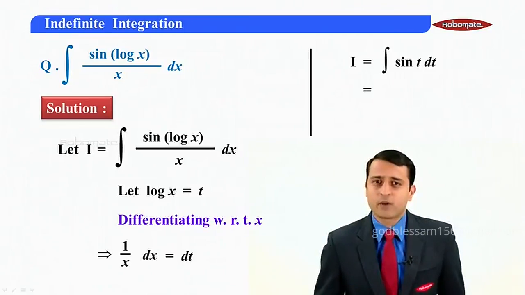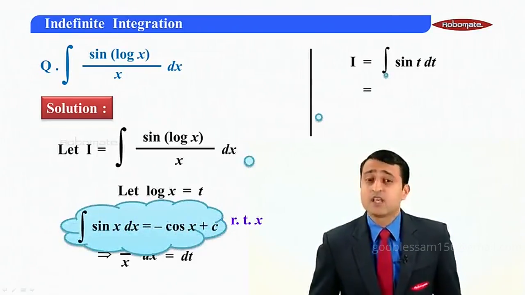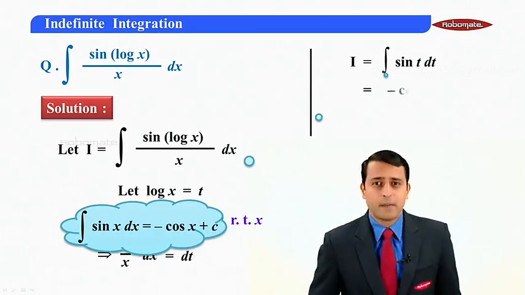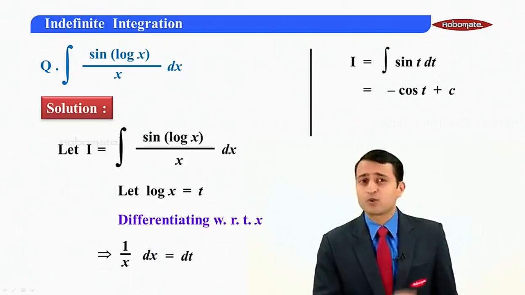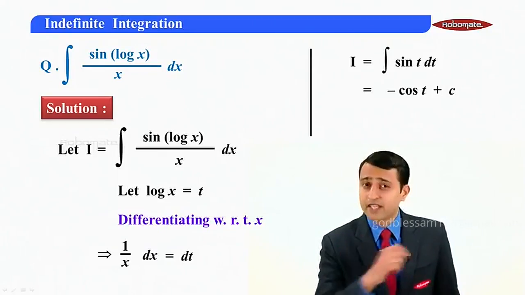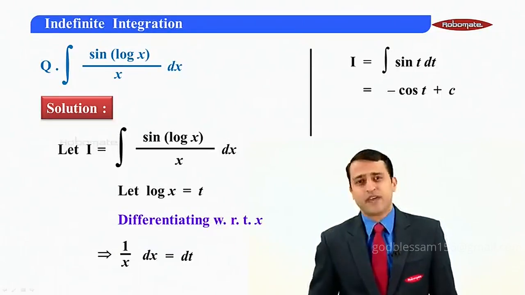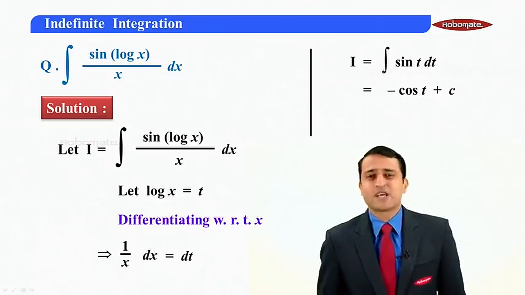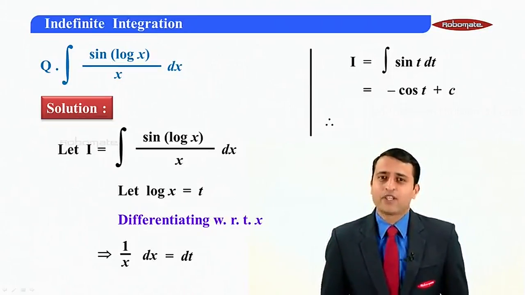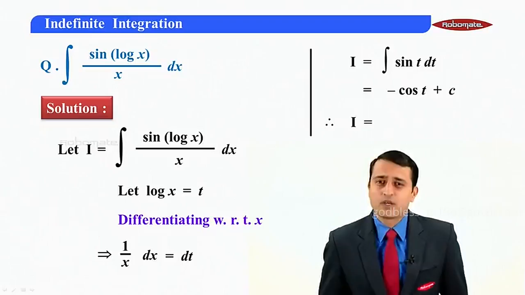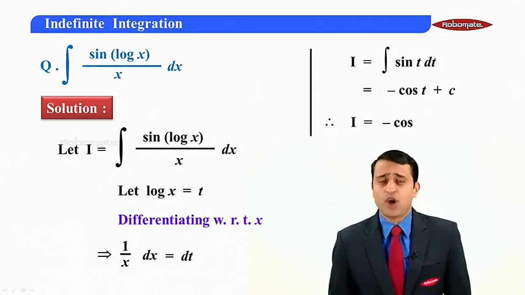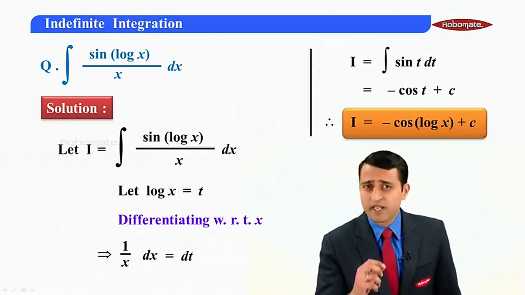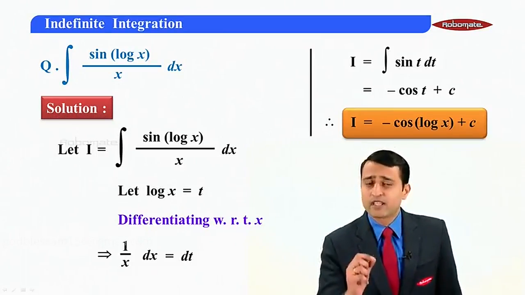Now students, what is integral sin t? We know as a standard formula, integral of sin x dx is minus cos x plus c. So here in this case we will write minus cos t plus c. Now students, the question was in terms of x, so the answer also has to be in terms of x. For that reason we are supposed to resubstitute the value of t, and therefore the answer will be I is equal to minus cos of log x plus c. Is that okay? So whenever log x and 1 by x are together in an integral, we can substitute.